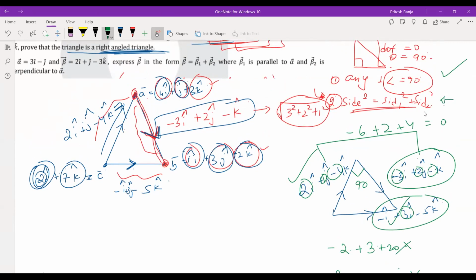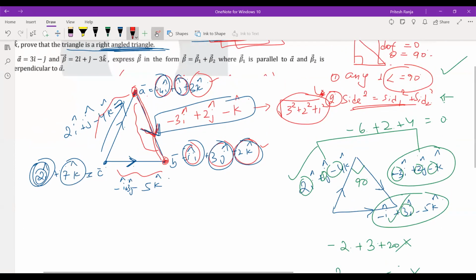Let us check for the second one. So for the second one, just take the magnitude of all the sides. So this magnitude will be root under 2 squared plus 1 squared plus 4 squared. That will be root 21. Similarly, this magnitude will be root under 5 squared plus 3 squared plus 1 squared. So that will be 25 and then 10, so root 35. Similarly, this side will be root 3 squared plus 2 squared plus 1 squared. So that will be root 14. So the three sides we have are root 21, root 14 and root 35. Let us simplify.